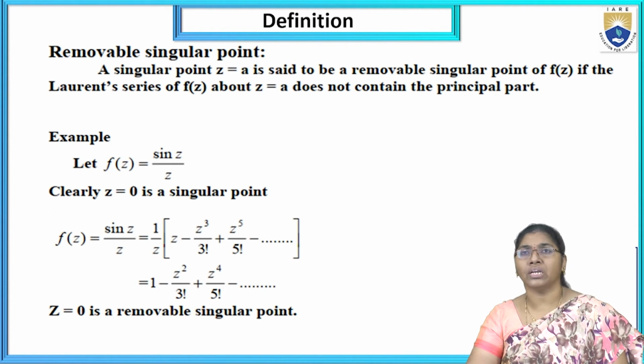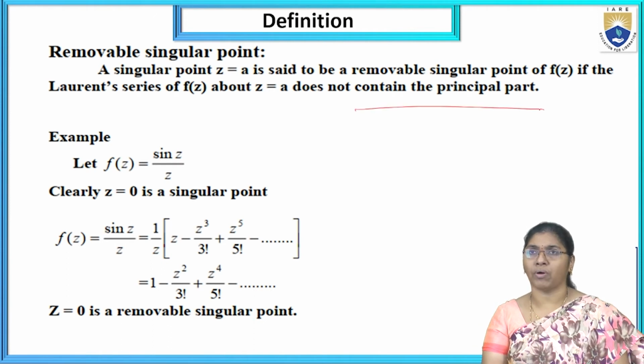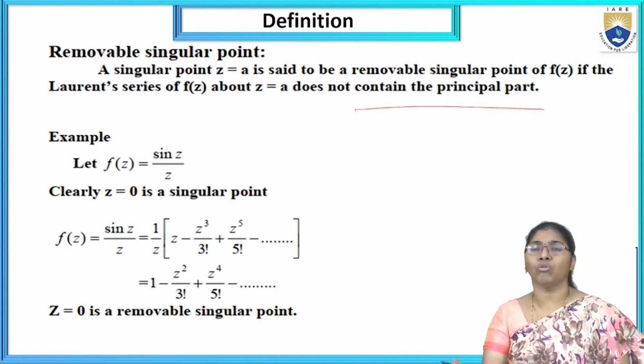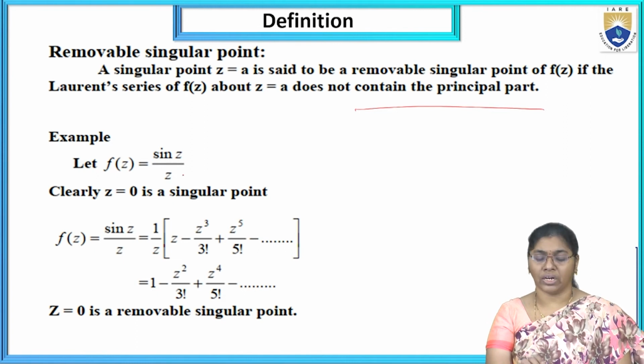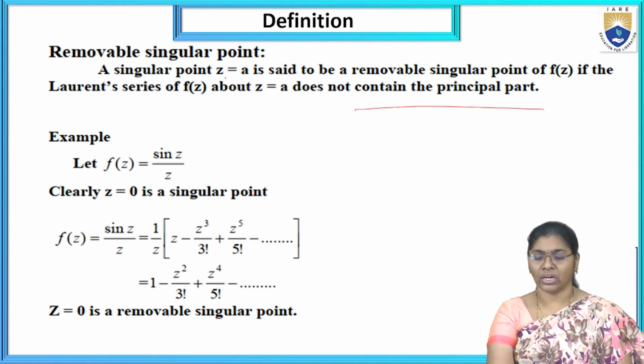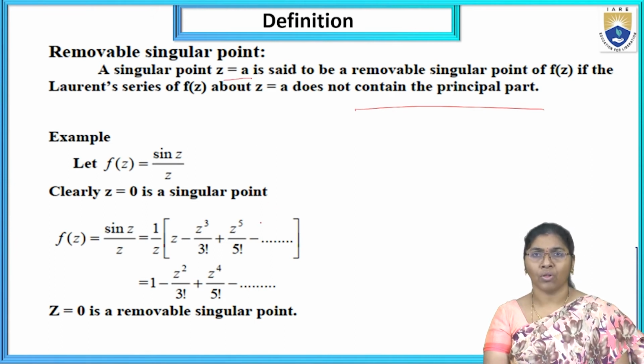A singular point z equal to a is said to be a removable singular point of f of z if the Laurent series of f of z about z equal to a does not contain the principal part. Removable means it does not contain the principal part; we are not considering the principal part, and the remaining terms are all there, then it is called a removable singular point. For example, f of z equal to sin z by z. Clearly here z equal to a, with a equal to 0, we are considering. z equal to 0 is a singular point.